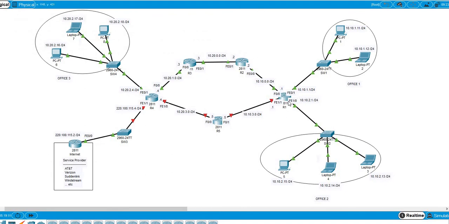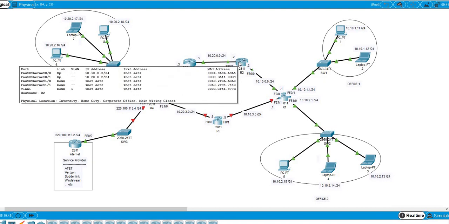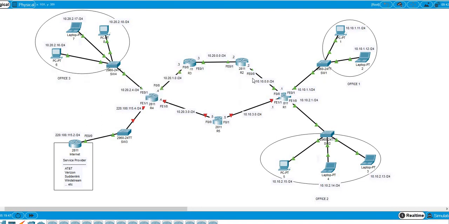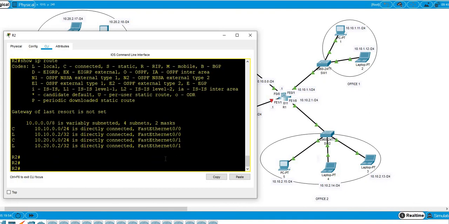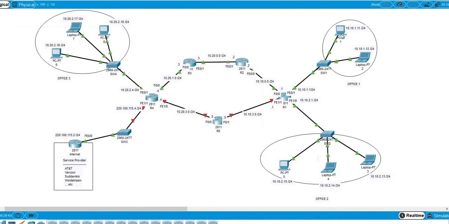Okay, we are going to tell router 1, router 2, router 3, router 4, router 5 how to forward the traffic to various sub-networks. Okay, now let's go to R2. Let's tell our R2 how to treat traffic that comes from R1. Although PC1 cannot send traffic across the network all the way to Office 3, laptop 7, these 3 computers still have access to this router.